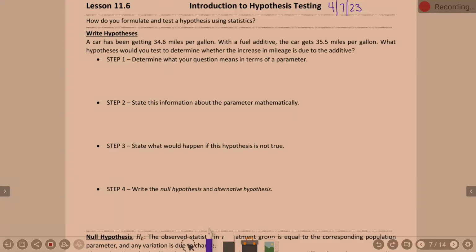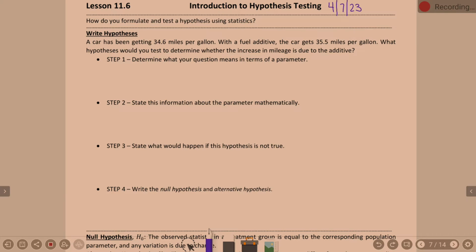Piece of Chapter 11, all statistics, we're going to talk about introduction to hypothesis testing. A big part of what we're looking at today is how do we write these hypotheses representing these situations, and then how do we test? Because we're going to be writing 2 hypotheses per situation.